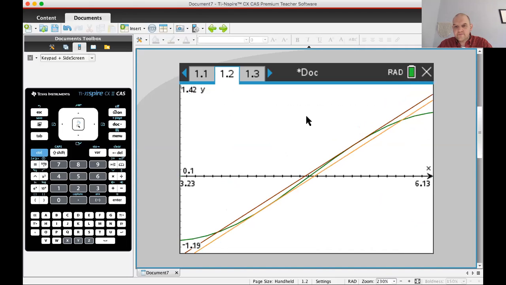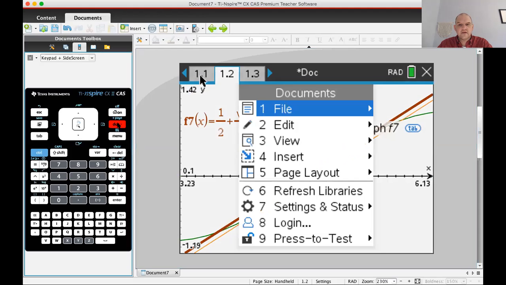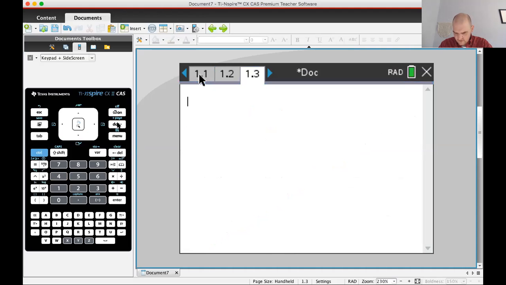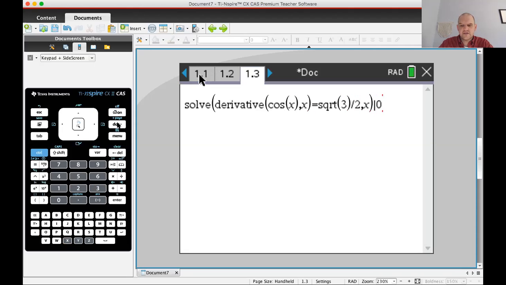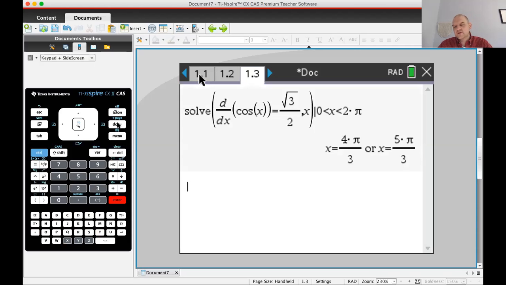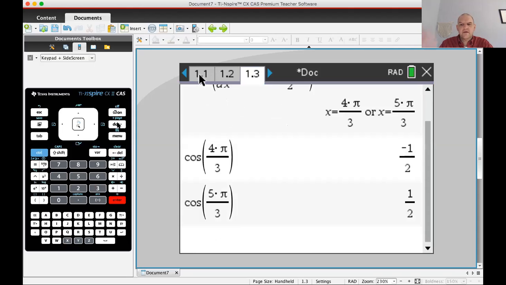All right. It looks to me like we got this. They definitely have the right slope. Look at that. It's perfect. Let me insert a calculator page. I'm just going to type it in. Solve derivative of cosine of x, comma x equals square root of 3 over 2 for x such that 0 < x < 2 pi. So we get that, and they're definitely right. Cosine of 4 pi over 3, and then cosine of 5 pi over 3. So we got all the parts right.